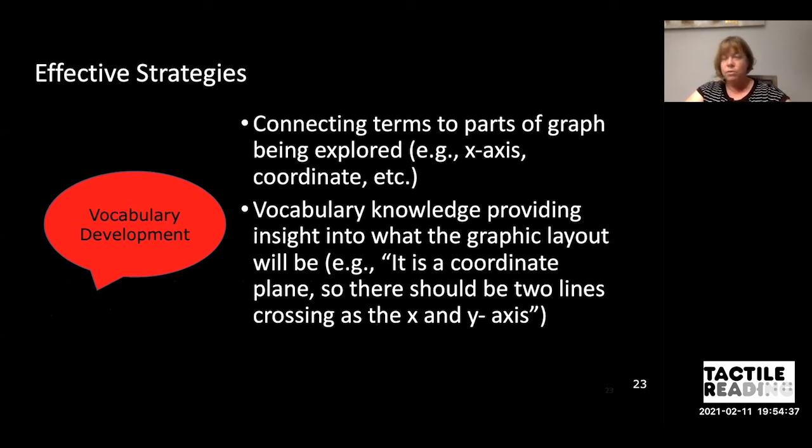So if they know the term coordinate plane and they've linked that to what the graphic looks like, they know what to kind of expect. They know what kind of systematic search to employ for that particular graphic. So it's a coordinate plane, so there should be two lines crossing as the X and Y axis. For example, a student would maybe say to himself, knowing that term.